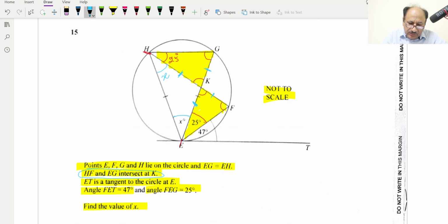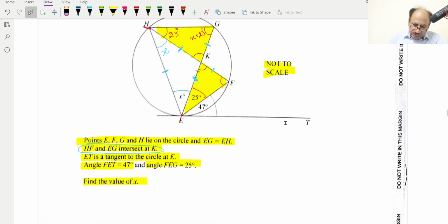Now we can see this side, which is HE, is equal to EG, and angle EHG is x plus 25. So this angle G will also be x plus 25 degrees. Now after writing this, we can consider triangle EHG.